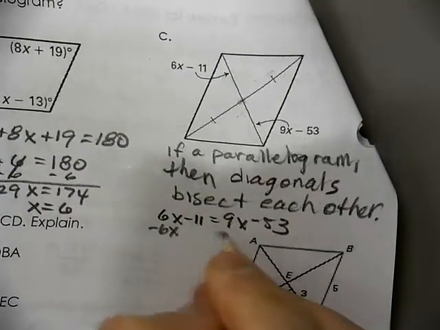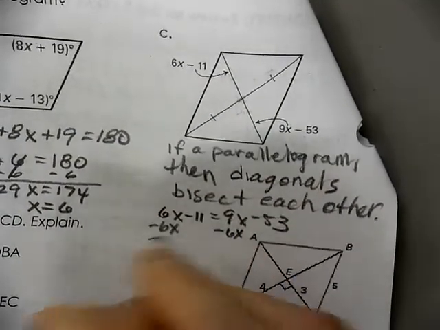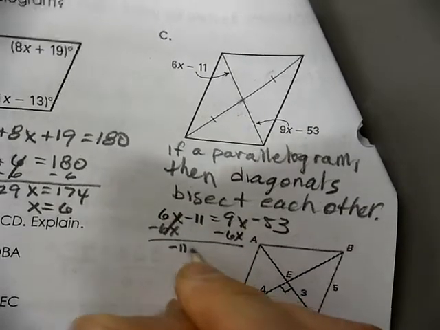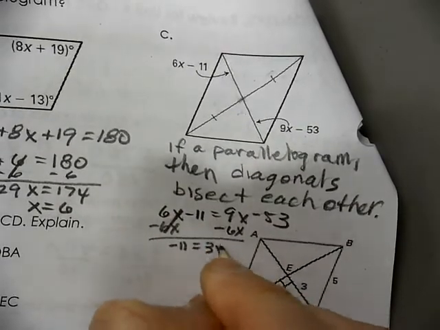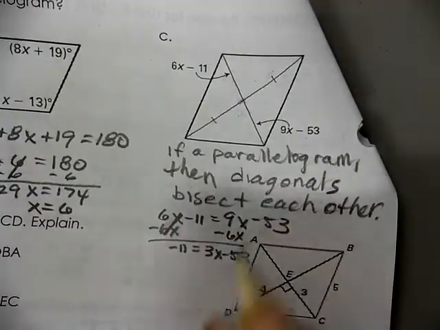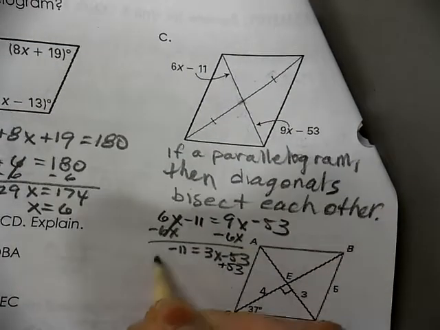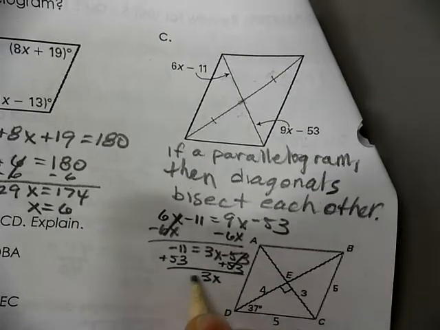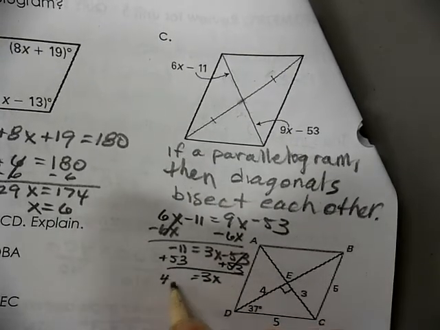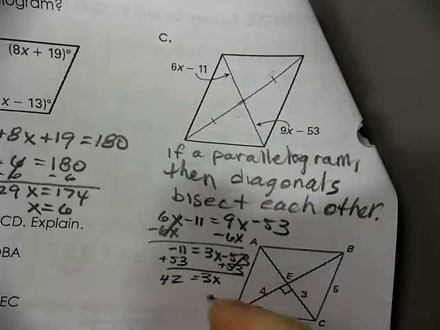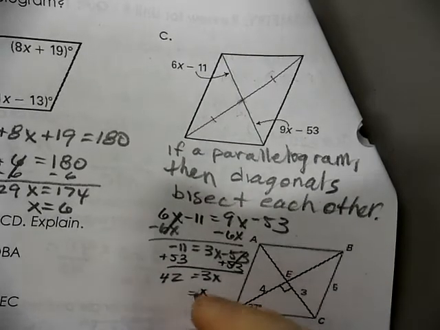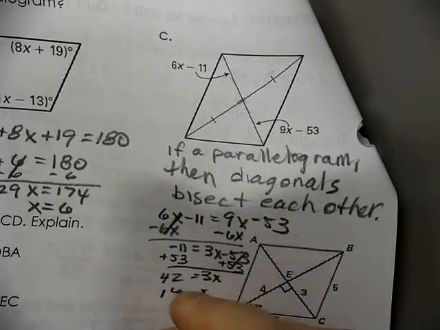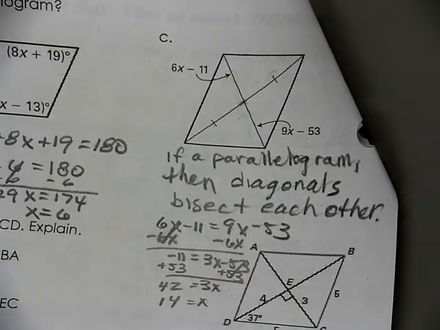So you subtract the 6x to get negative 11, 3x minus 53, add the 53, to get 42, x is 14.